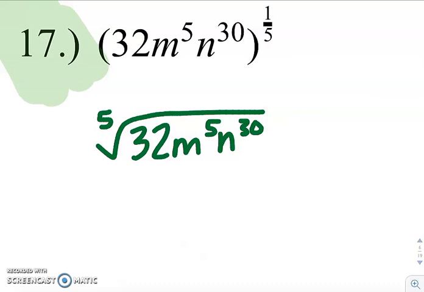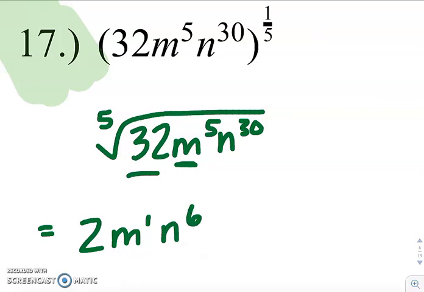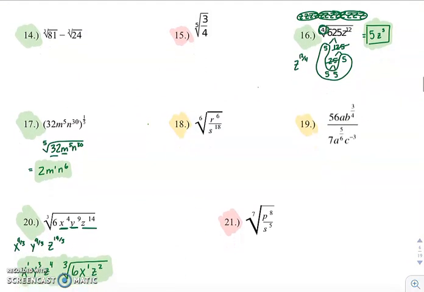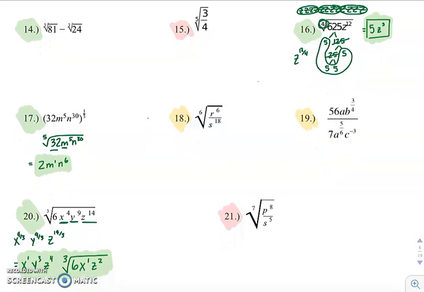The 5th root of 32, you could factor it, but it's just 2. The 5th root of m to the 5th would be m to the 1st. The 5th root of n to the 30th, 30 divided by 5 is 6. Another perfect root to simplify. Whether it be numbers or variables, you can always put it into factored form, with a factor tree or by writing out the variables, and find groups of whatever your index is. But if you know what the perfect roots are, you can do it that way also. You just need to make sure it's completely simplified.